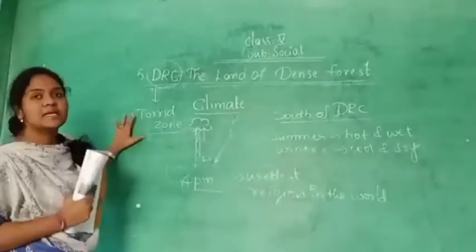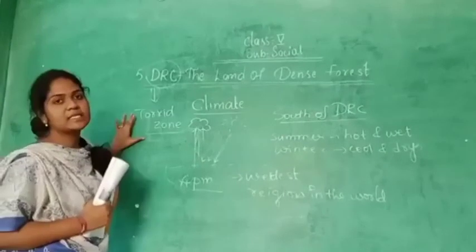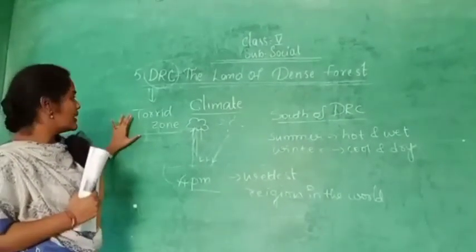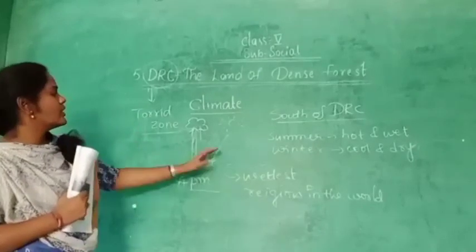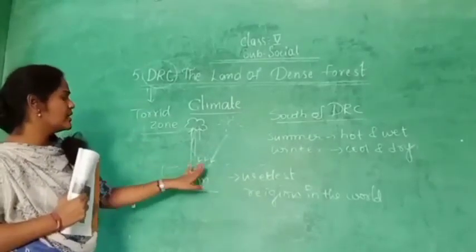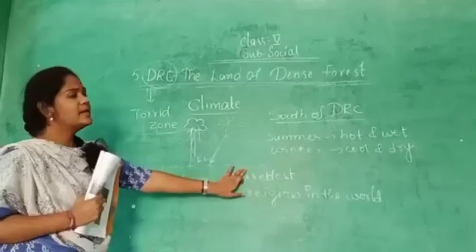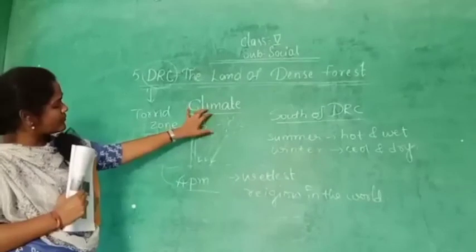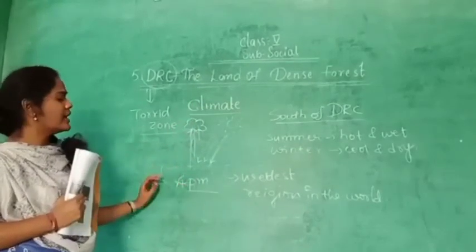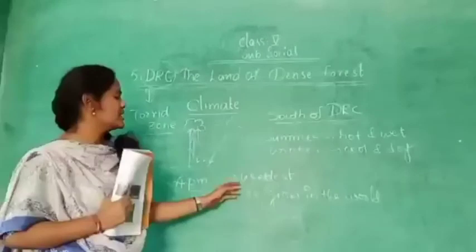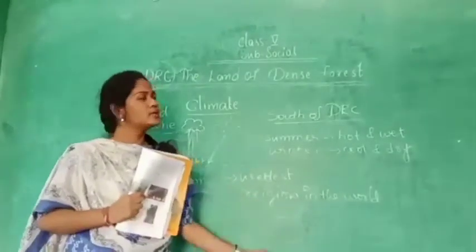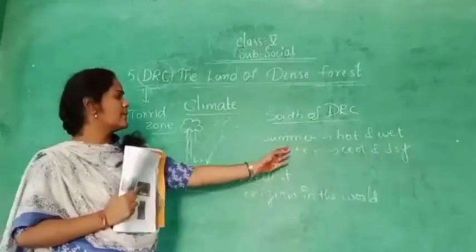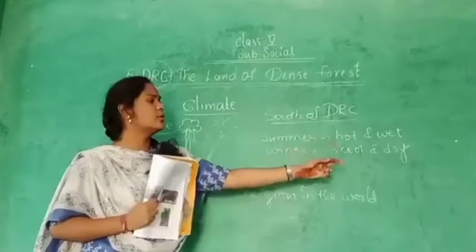And the climate is extremely hot here. If any place is nearer to the equator, the climate will be very hot, no? So here the climate is very hot. Due to that, the water will evaporate fast and humidity will be very high and it forms the clouds. Okay, by 4 p.m. it will start raining every day. By that, we can say it is the wettest region in the world. And to the south of the DRC, it will not rain regularly. So the summer will be hot and wet and winter will be cool and dry.